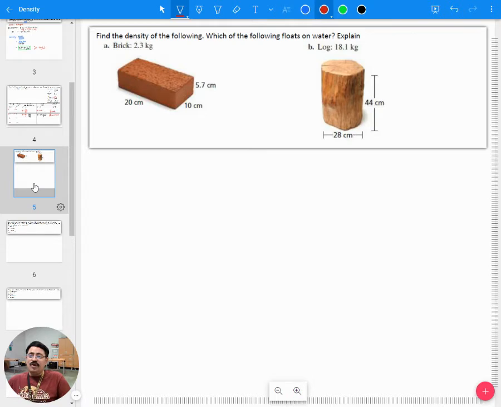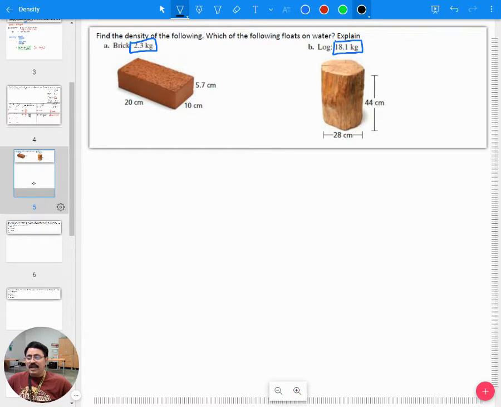Which of the following floats on water? Explain. We have a good experience that if I keep a brick on the surface of water, it sinks. Whereas a log of wood, the interesting thing is, look at this one. Brick is 2.3 kilograms. For sure, it sinks. And the log of wood is 18 kilos, which is heavier than a brick. But still, the log of wood floats. How? Let's check it here.